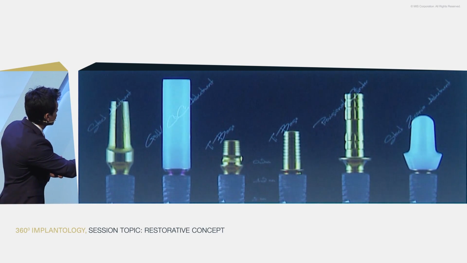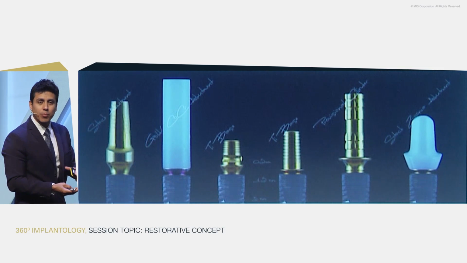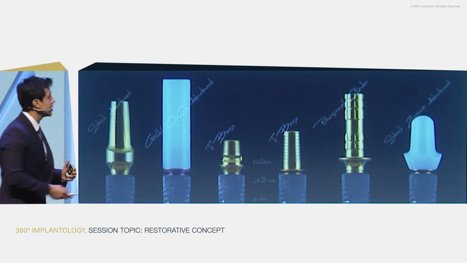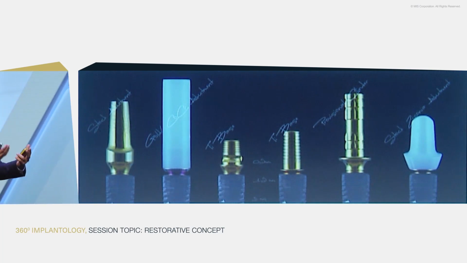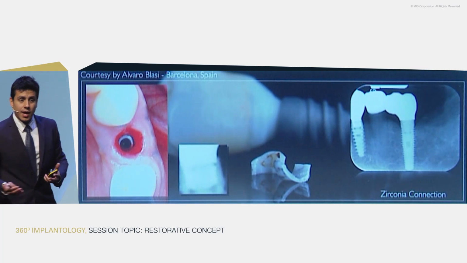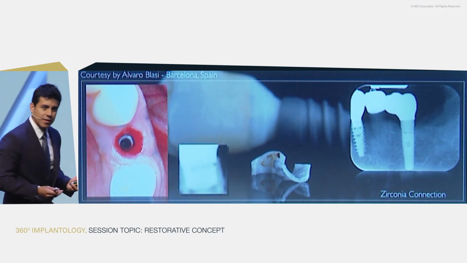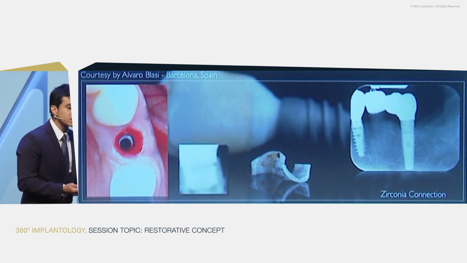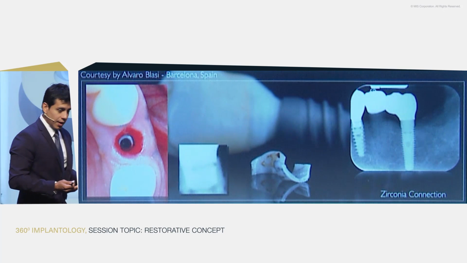We can play also with this area of the neck, with the polished area. We have the provisional cylinder, and we have also prefabricated zirconia abutments. And how can we take advantage of this? I know that some people may ask, but how about the full zirconia abutments?